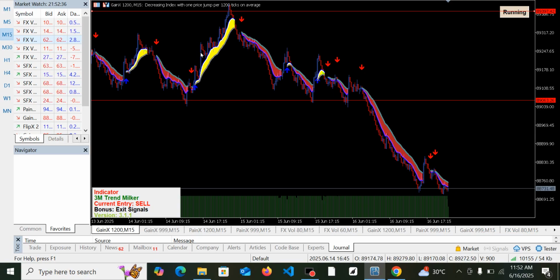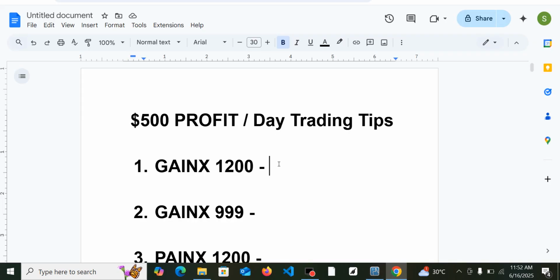Has gotten to a new support zone, and of course if it breaks out below it, it's going to sell more. If it does not, it's going to go back on uptrend. So for now this is still selling until it is unable to break out below the support zone. Okay, so we should understand that. Okay, so the next asset is going to be GainX 999. Let's check it out together.